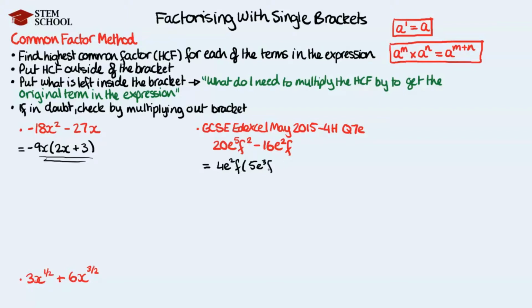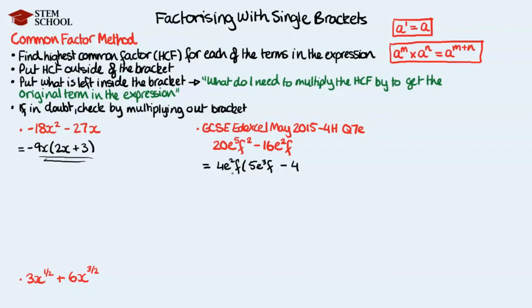So we just times it by f. So 1 plus 1, we add the powers. Now let's deal with 4e squared f times what is equal to 16e squared f. So we'll get a 4 here. We dealt with the numbers. 4 times minus 4, you'll get minus 16.